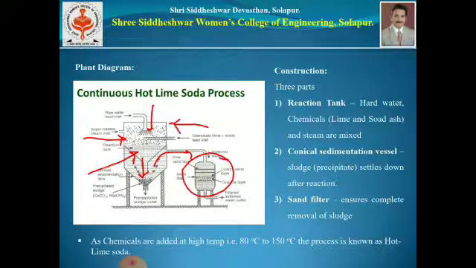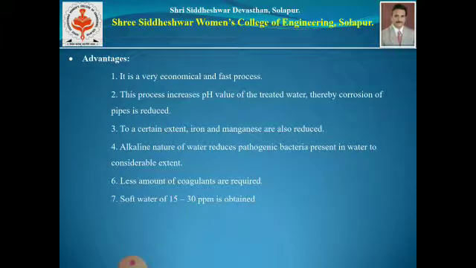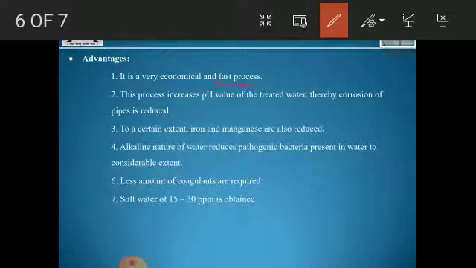As chemicals are added at high temperature in the presence of steam, that is at around 80 degrees centigrade to 150 degrees centigrade, the process is known as the hot lime soda process. So this is a very fast process. As we are using hot conditions, the reactions take place fast. The filtration also takes place fast. This process increases the pH value of treated water. Therefore, corrosion of the pipes is reduced. To a certain extent, iron and manganese are also reduced. The alkaline nature of water reduces the pathogenic bacteria present in the water to a considerable extent.